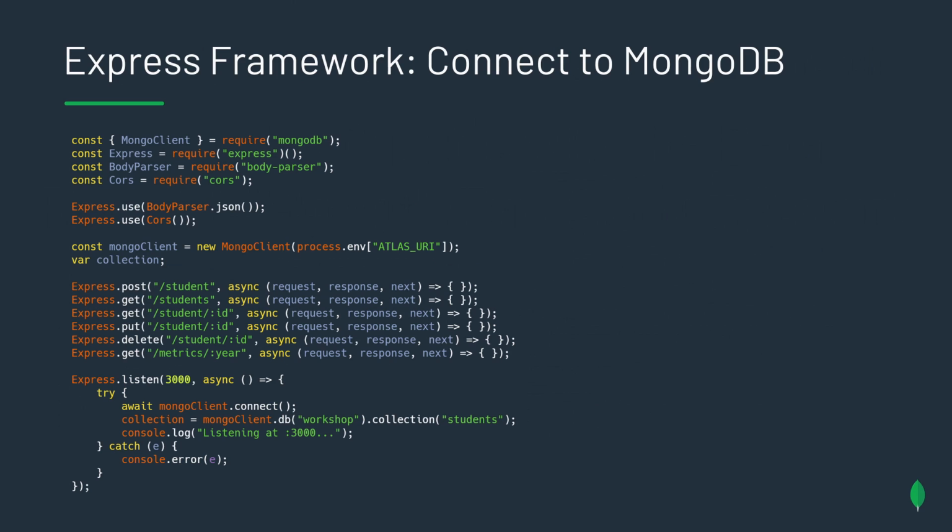Now, let's go ahead and continue. So we have the collection. The collection we're actually going to set inside the listen function, so that we can use it inside of each of the endpoints. Inside of that listen function, we have a connect. It's an asynchronous event. But once we're connected and it doesn't catch any kind of error, we're going to get the collection from, say, the workshop database and the students collection. That way we can use it going forward using that global collection variable.